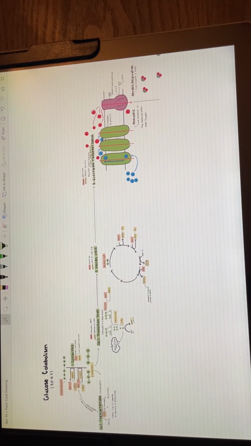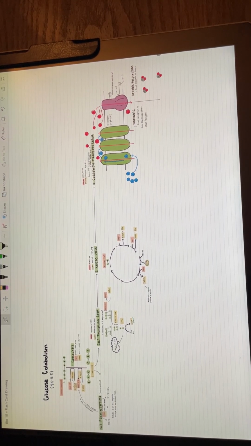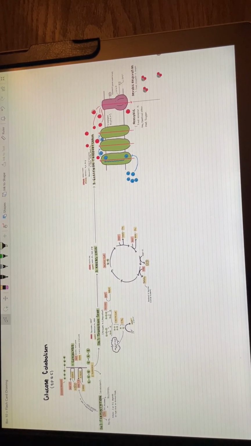Hello, today we're going to talk about glucose catabolism. As we know, catabolism is a form of metabolism known for breaking down molecules and releasing energy. Here we will see how cells break down glucose and generate ATP and energy. This process is essential for powering everything cells do.